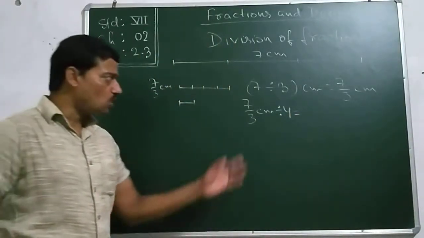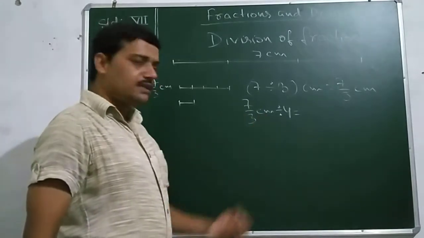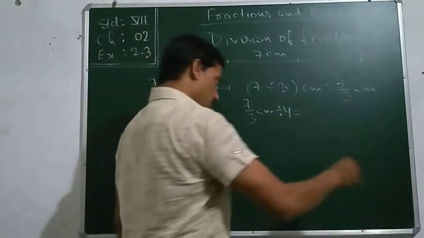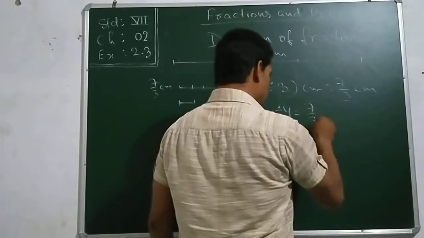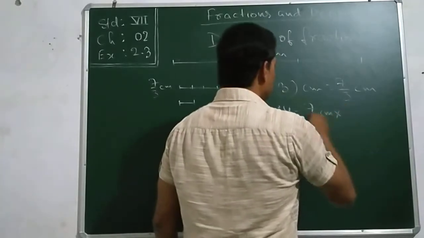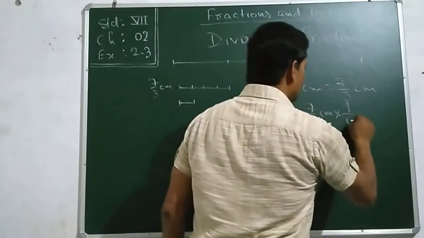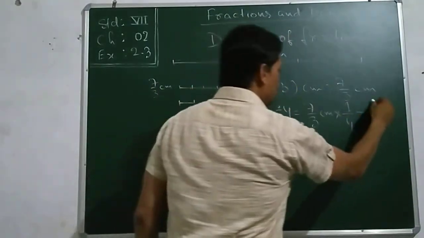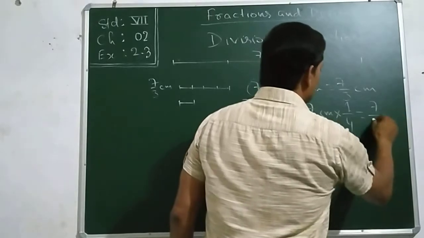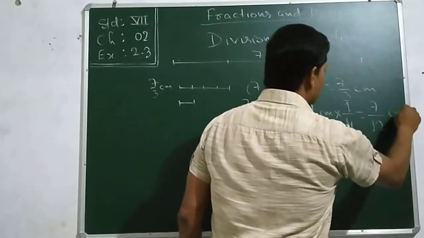Right now I will explain you how to divide fractions by a whole number. We use 7 by 3 cm into the reciprocal of 4, 1 by 4, equal to 7 1s are 7, 4 3s are 12, 7 by 12 cm.